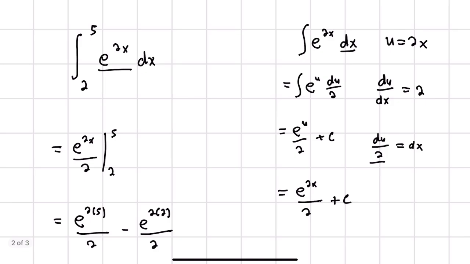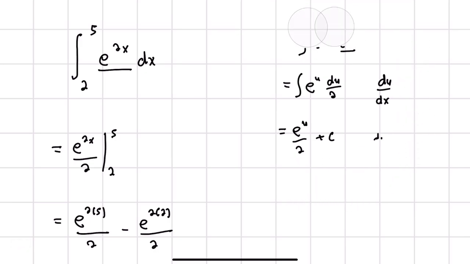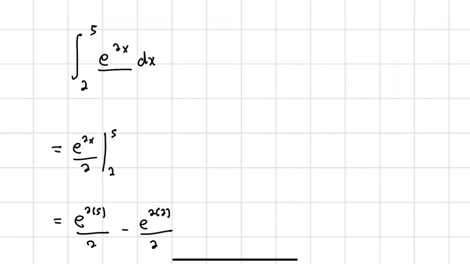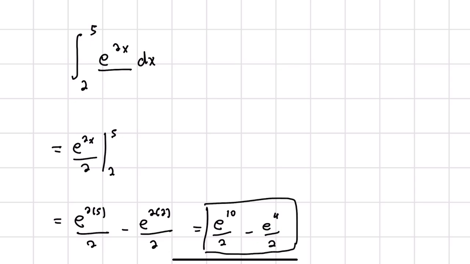And now let me erase everything on the side. And this simplifies to e to the power of 10 over 2 minus e to the power of 4 over 2. And here is our final answer.